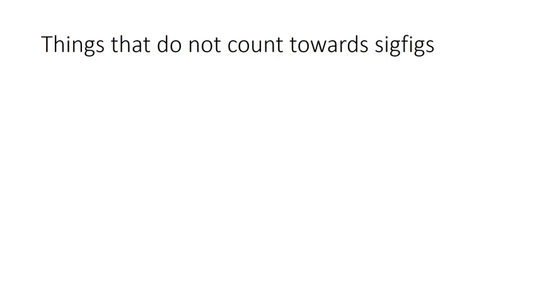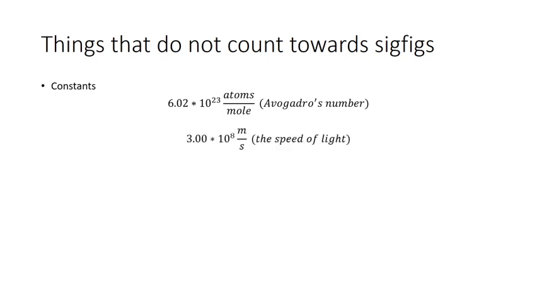Things that do not count toward significant digits or sigfigs when you are doing math. Constants, right? So 6.02 times 10 to the 23rd atoms per mole, Avogadro's number. You do not count any of those digits as significant. They are just hanging out there. It is a constant. That's it. 3.00 times 10 to the 8th meters per second, the speed of light. That is also not counted towards significant digits. Pi, right? If we use 3.14, those do not count towards significant digits.